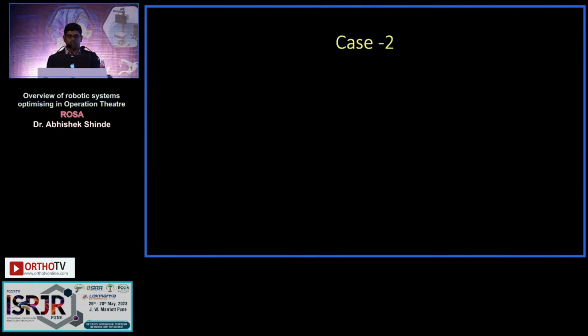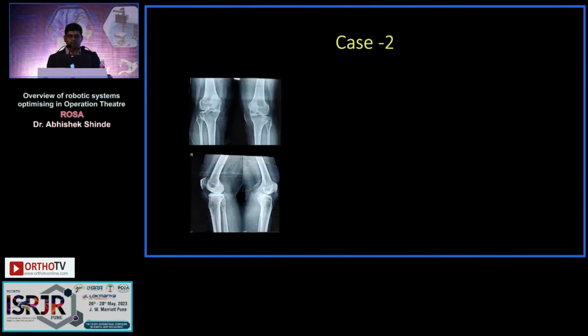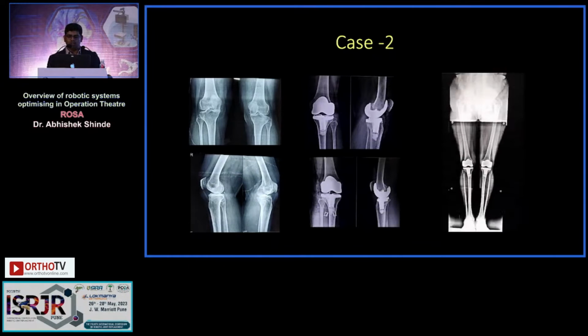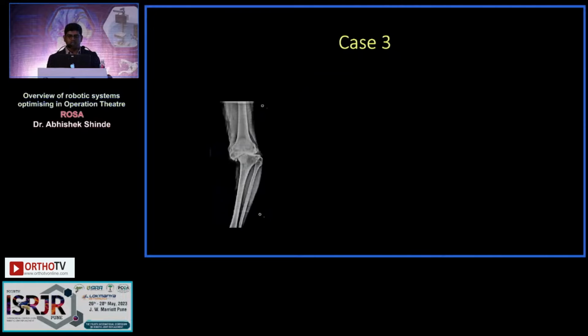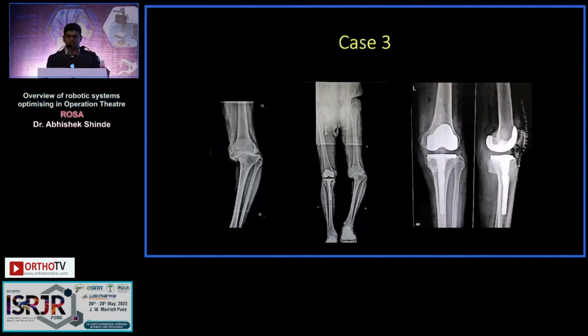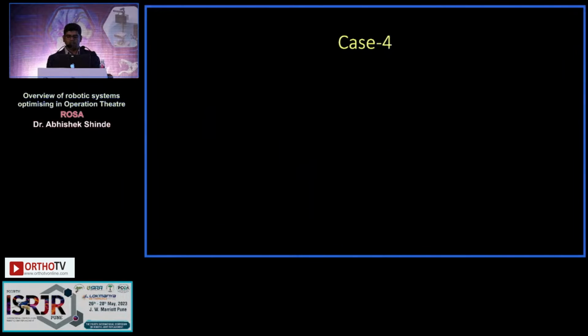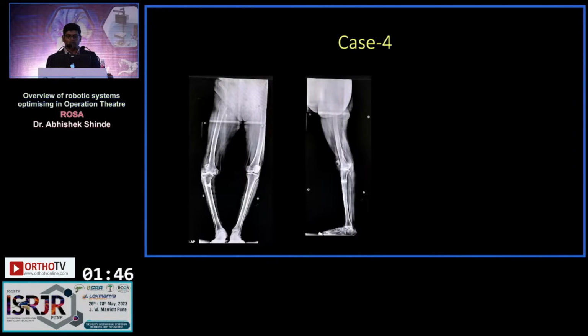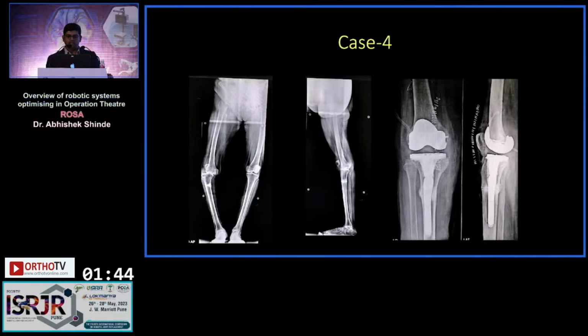This was his post-op X-ray. Again, bilateral knee replacement you can do pretty well with this ROSA robotics. This is the post-op scanogram. This is case 3, again a severe varus deformity. Earlier it was operated without navigation. This I operated with navigation. This is case 4, again with tibia vara and the stress fracture. This is the scanogram on the lateral view, and this is the post-op X-ray.